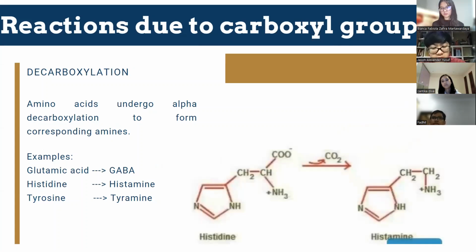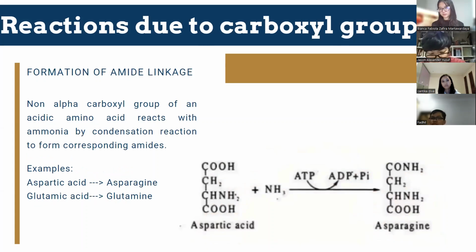So next is reaction due to carboxyl group. First is decarboxylation. Amino acids undergo alpha decarboxylation to form corresponding amines. For example, glutamic acid becomes GABA, histidine becomes histamine, and tyrosine becomes tyramine. As you can see in the picture, this is the reaction of histidine becoming histamine. Next slide, please.